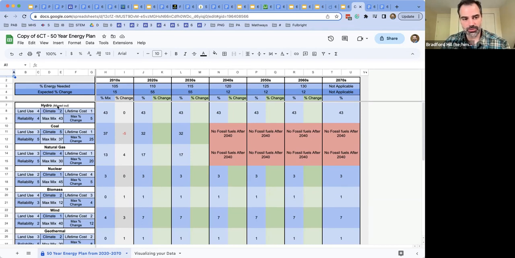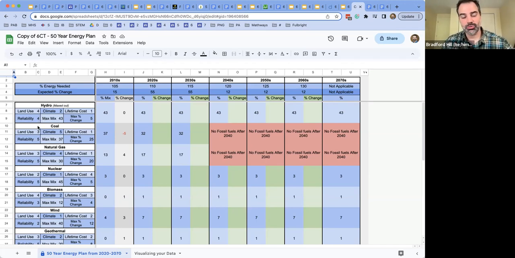So here's hydro. You can tell I'm a father with kids, because I think of it like Pokemon stats. Hydro has a land use impact of 4, on a scale of 1 to 5. We have a file of where these numbers came from. The climate impact is 2. There are some greenhouse emissions from hydro, and then a lifetime cost. There's a reliability, and this is a nice touch.